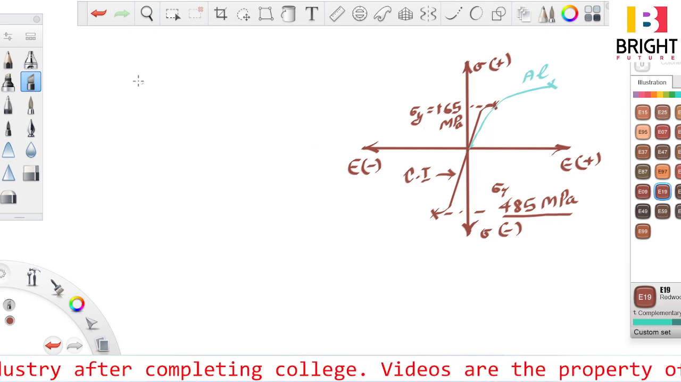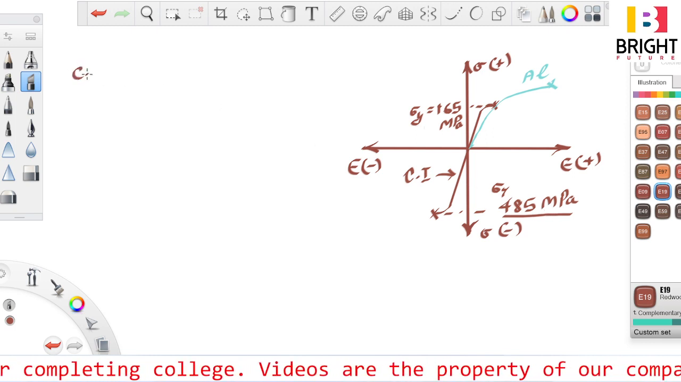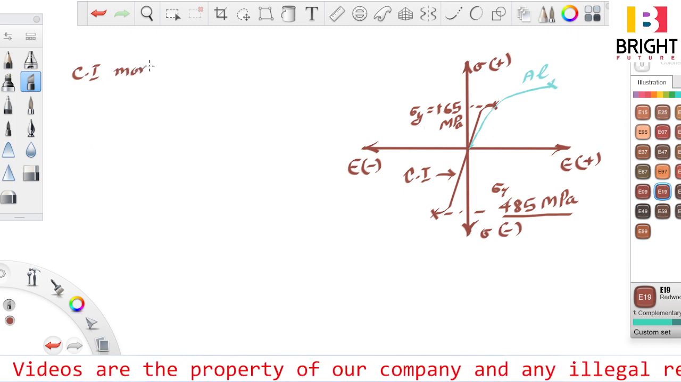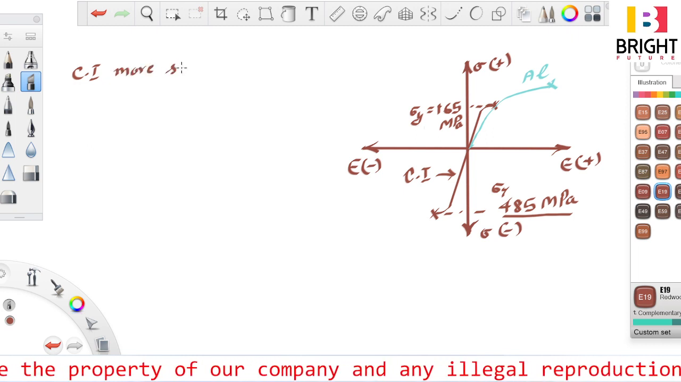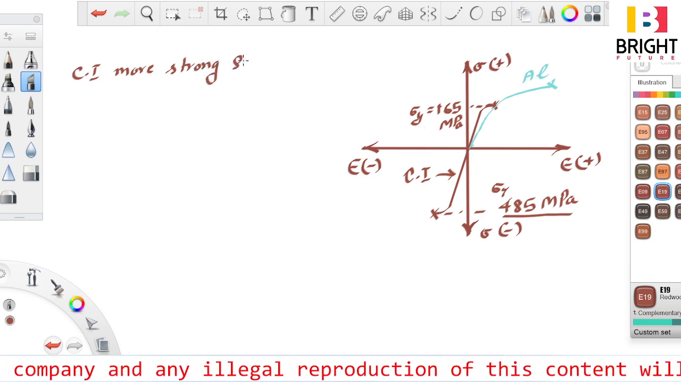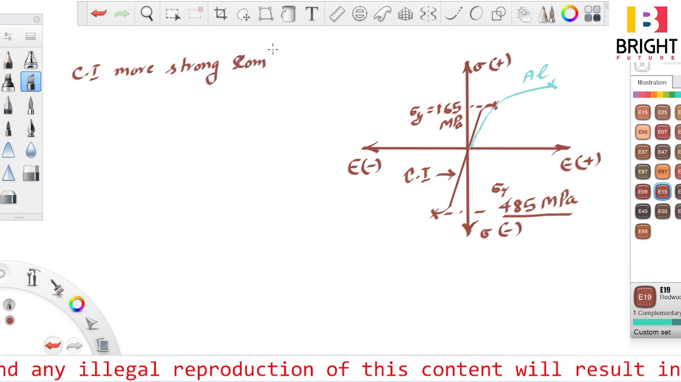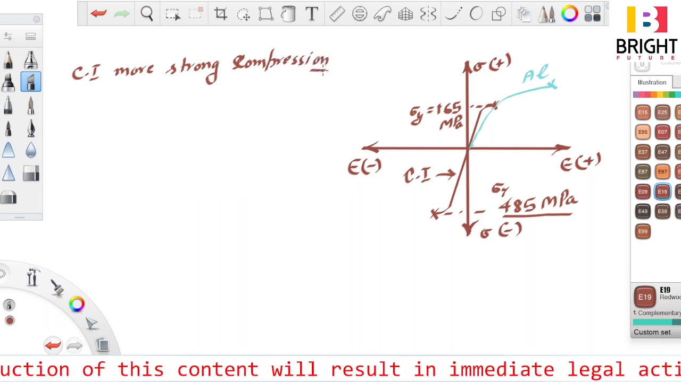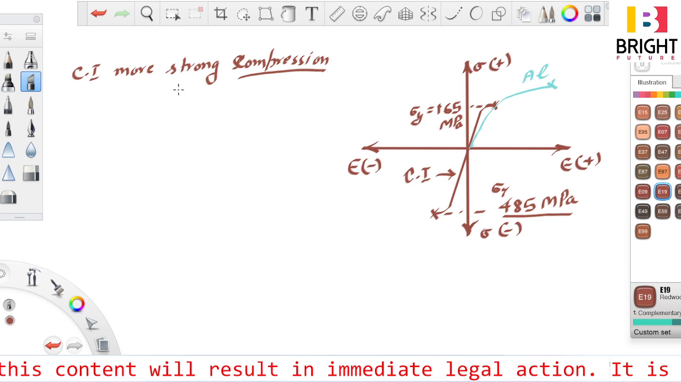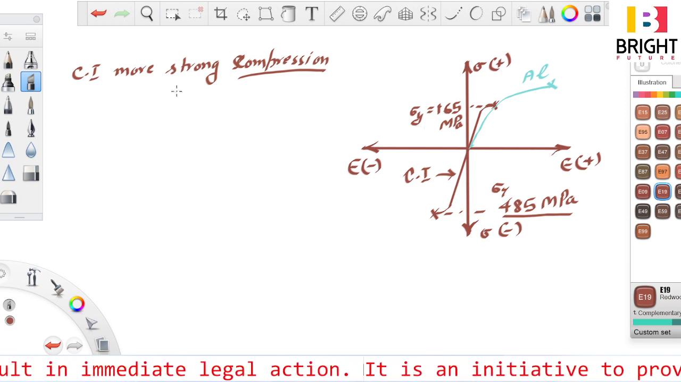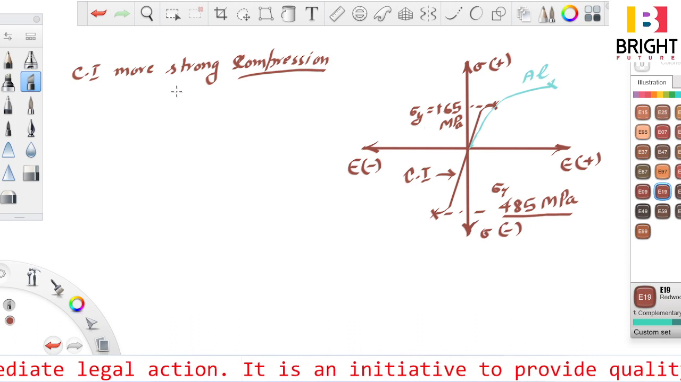So it means cast iron is more strong in compression, right? More strong in compression. So it is very much clear now. In tension it is only 165 megapascal. So it is clear from here.